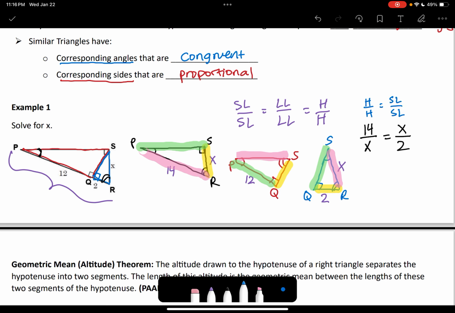You'll notice that I'm putting SL for short leg. Anytime you see me put SL, I'm saying short leg. LL would represent long leg. So what we can do now is cross multiply and solve for X.